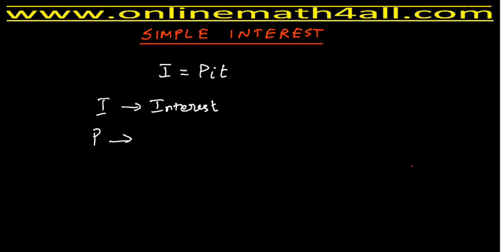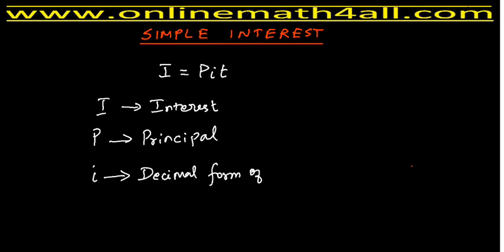Now P stands for principal. Principal is nothing but the money that I initially deposit in the bank account, and r stands for the decimal form of the percentage, that is the rate of interest. So always the rate of interest will be given in percentage, so we have to convert that percentage into decimal form, that is the value of r, and T is time.